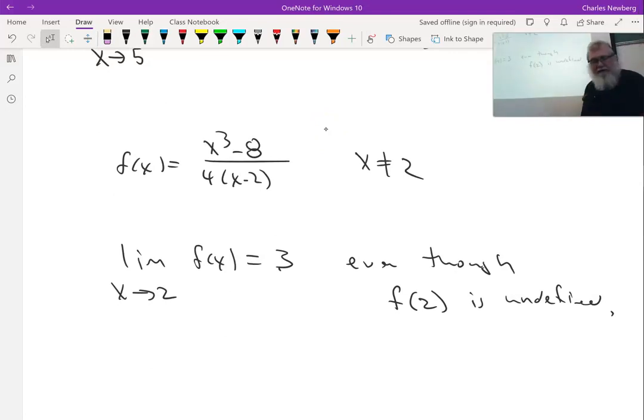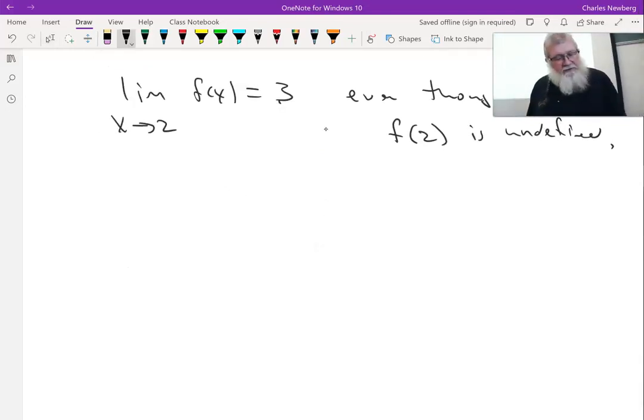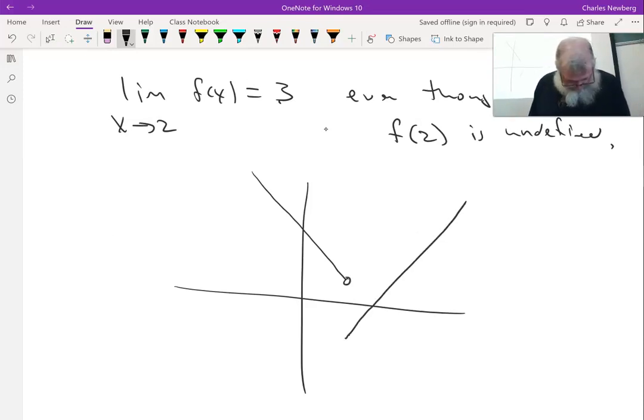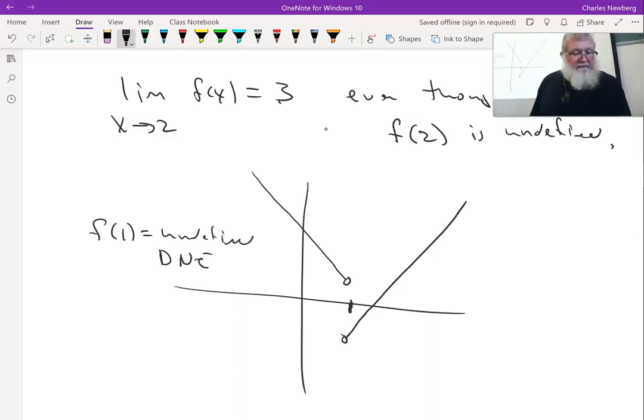So here we have this function. Let me just kind of draw it in my notes here, rough draft. It looks something like this. And right here at 1 is undefined. Why is it undefined? Because thou shalt not divide by what? 0. That would make the denominator 0. So it's undefined at 1. f of 1 is undefined, or you can write does not exist. Both work for me.